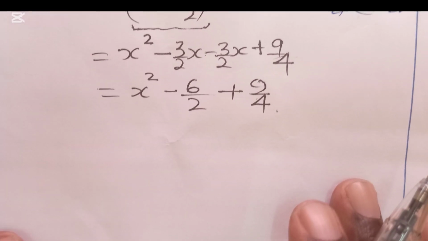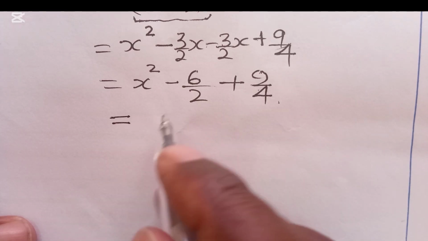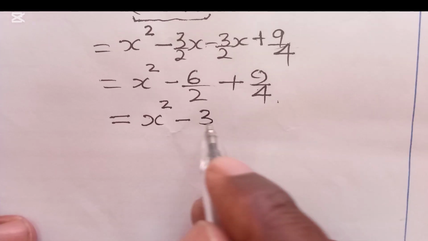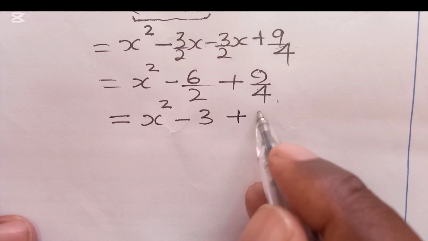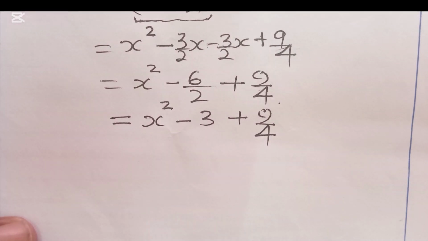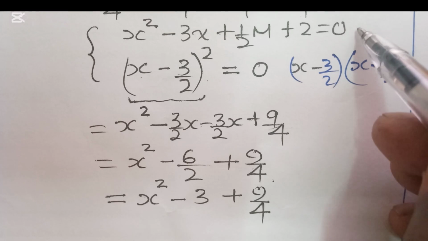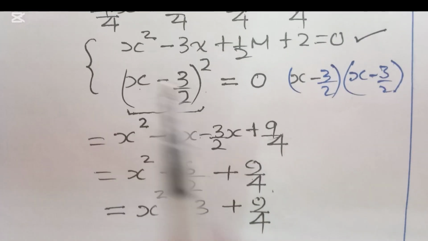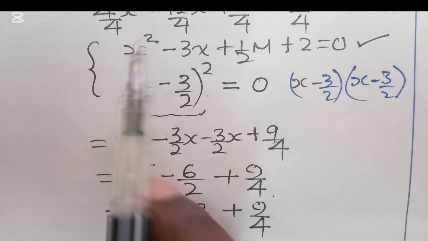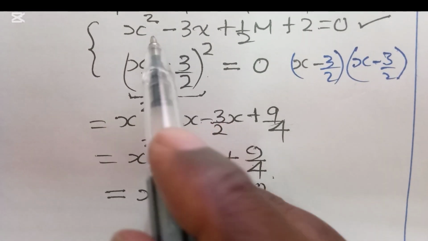Guys, now we can compare with our original equation, but before we do that, let's complete. We shall have x squared minus 3x plus 9 all over 4, like that. And what we are comparing with is the equation right here, because remember we have already divided by 4 and we are getting this from that. So we shall now compare with this equation.